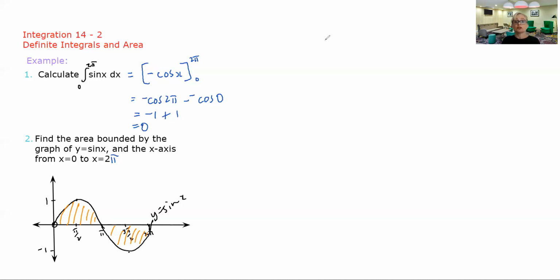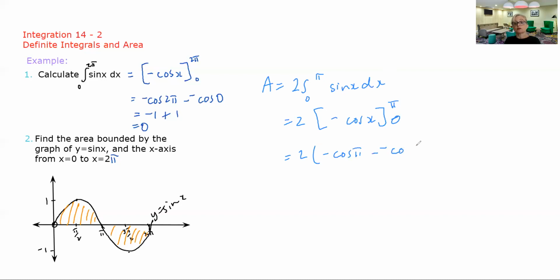I would, to be honest, just use the fact that this section is exactly the same as that section in area, and I would just say, well, our area is twice from 0 to pi of our sine of x dx. So it's twice our negative cos from 0 to pi, which is twice, okay, so negative cos pi minus negative cos 0. Cos of pi is negative 1, so negative cos of pi is 1, and this is 1. So we get 4 square units.